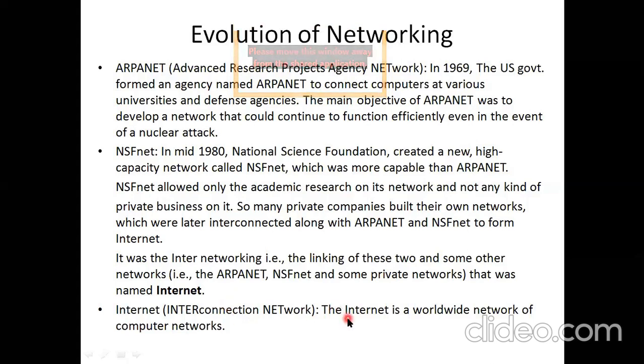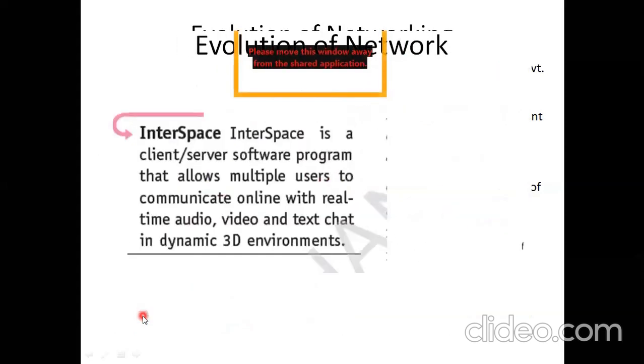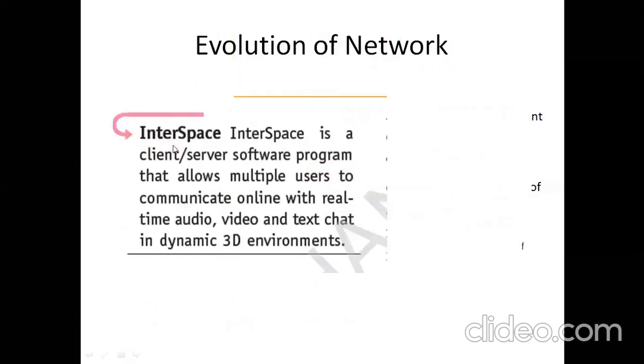Now, we have already discussed these three networks: ARPANET, NSFNet, and the internet. The internet is the current one which we are using nowadays. But what about the future? They are thinking there will be another network other than the internet, to which the name interspace will be given.